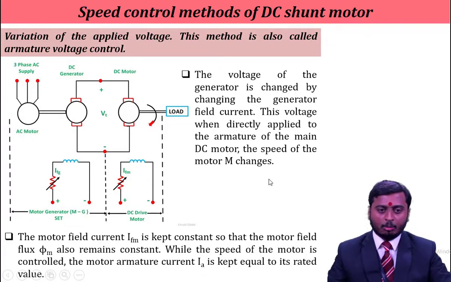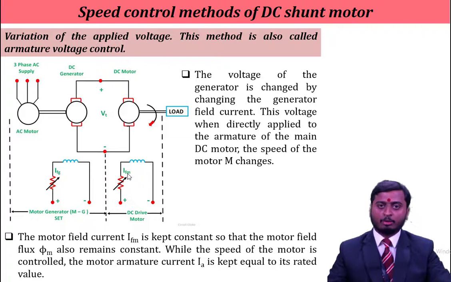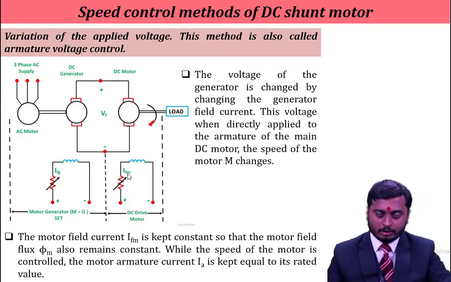Now here the motor field current is IFM. Here IFM, F is the field, M is the motor. This motor field current IFM is kept constant, so that the motor flux, that is phi m, is constant. We know that this flux is produced because of IFM only. So as IFM is constant, phi m is also going to be constant.